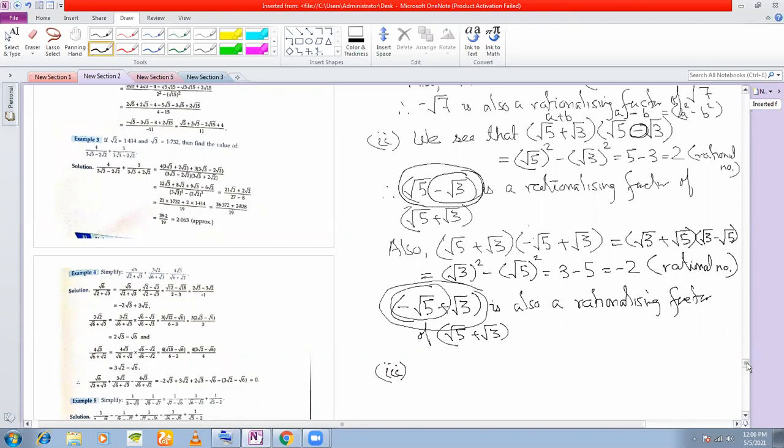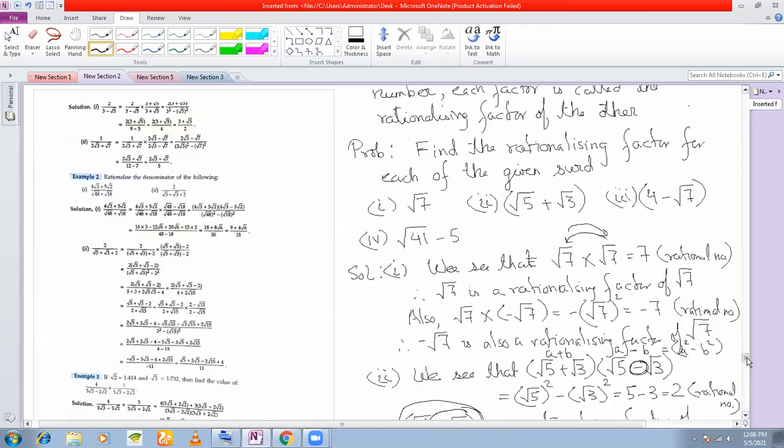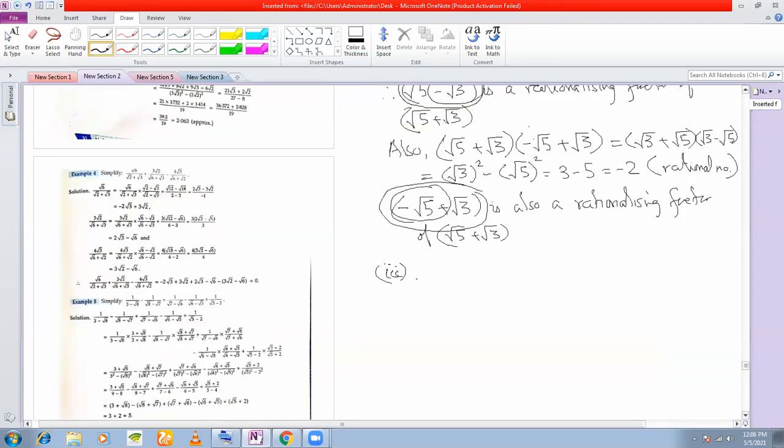Third one, 4 minus root 7. Now see here, this is a little bit tricky. We have got 4 minus root 7 here. Normally what we do is we change the sign of the third part, but you can also change the sign of the rational part.